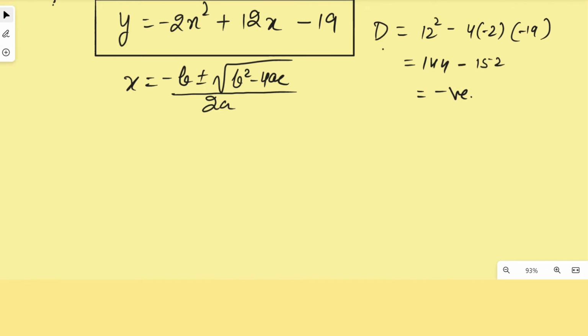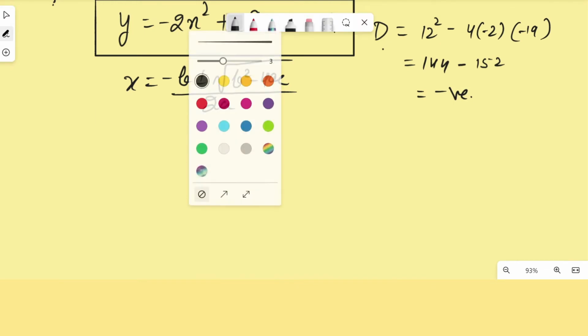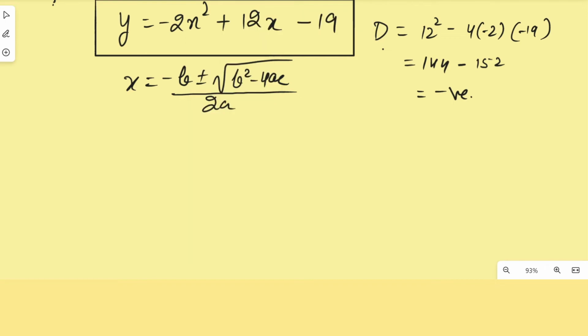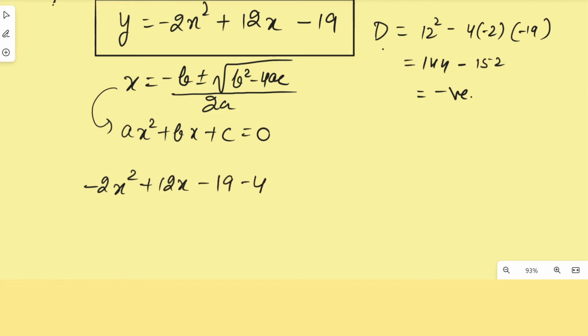Then only we can apply this formula, because remember, the formula is for the equation of the type ax square plus bx plus c equal to 0. When you have equal to 0, then you can say that the value of x will be given by this formula. So we can rewrite this equation as negative 2x square plus 12x negative 19 negative y equals 0, because we need to solve x in terms of y. That's why we are taking this y as part of c. So this is all c, this is b, and this is the value of a.